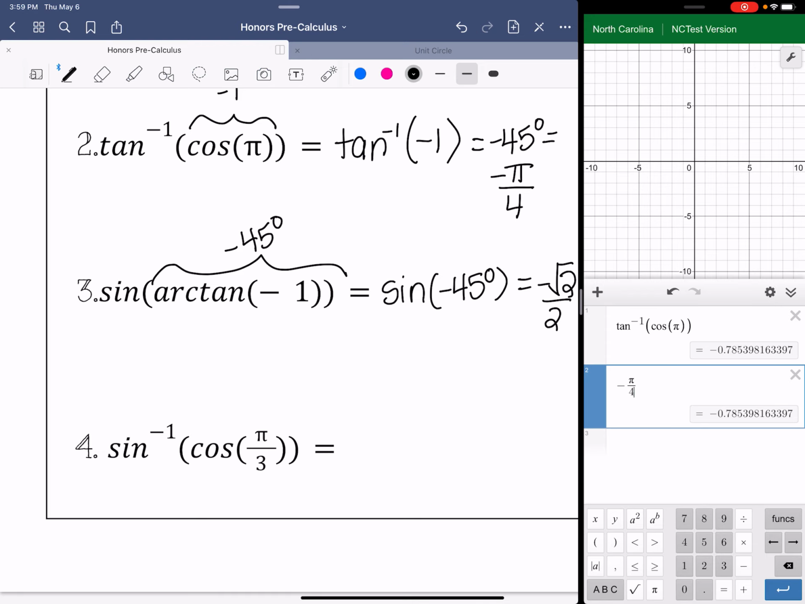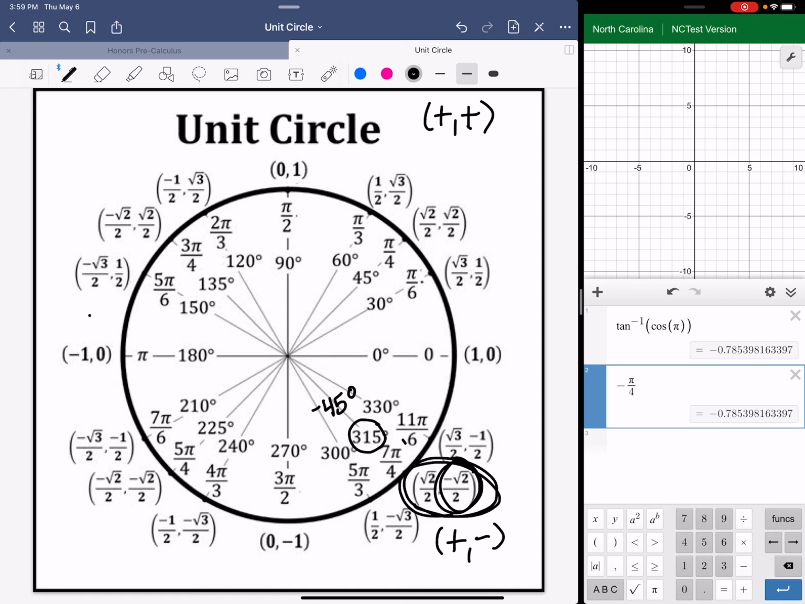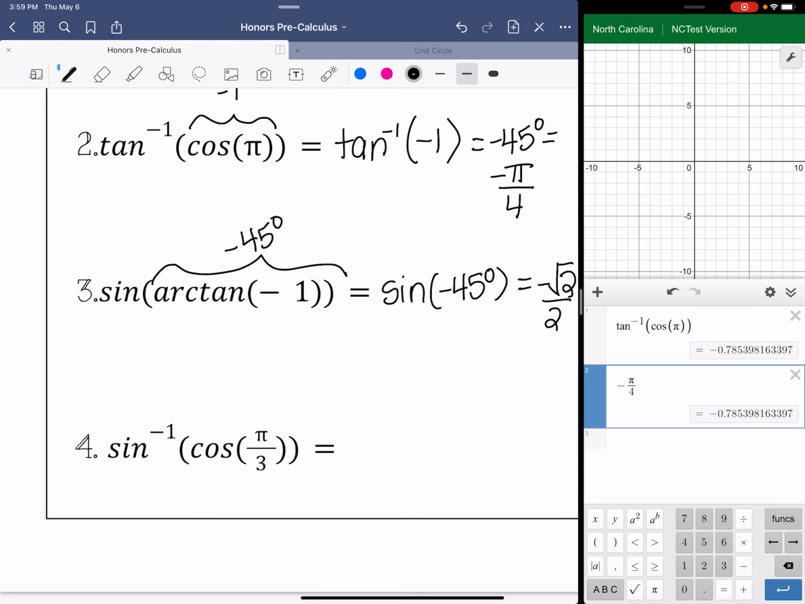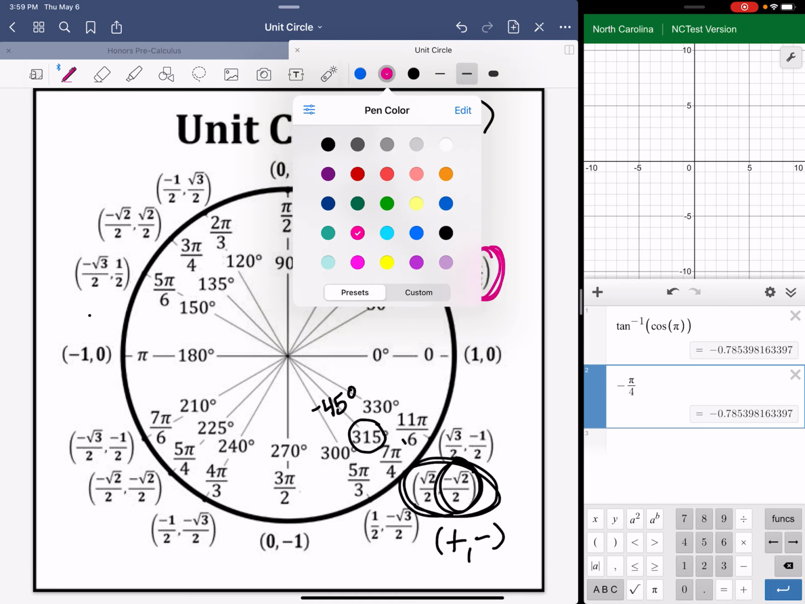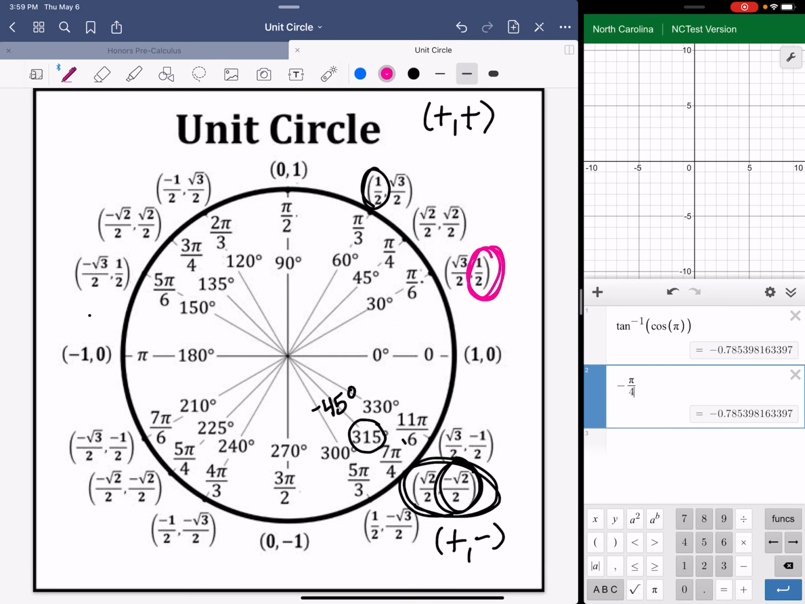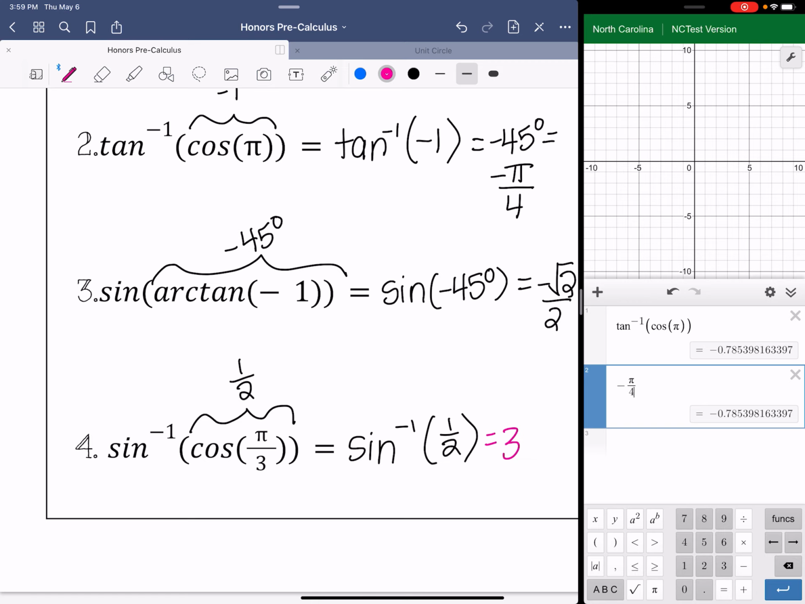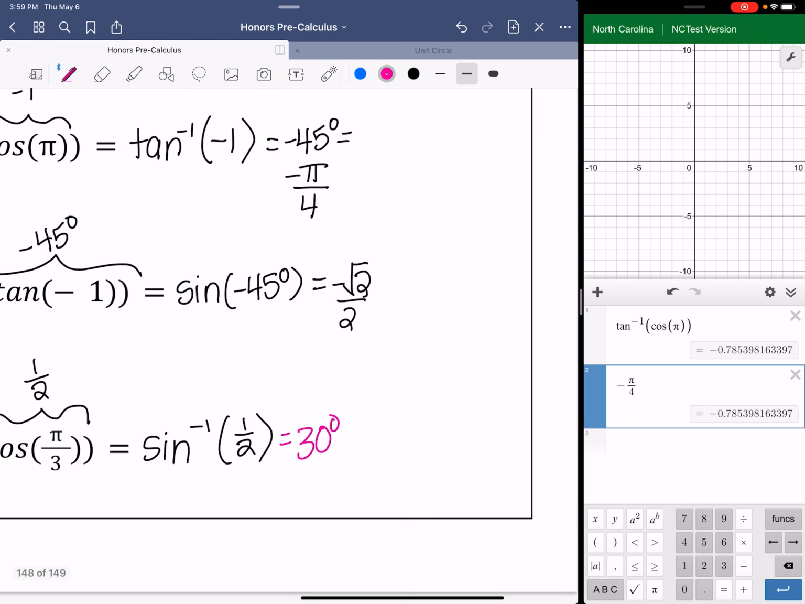All right, and then number 4. The cosine of pi over 3. If we go to pi over 3, cosine is 1/2. So we know this is 1/2. Now they want us to find the sine inverse of 1/2. Remember, sine is focusing on quadrants 1 and 4. So we're finding positive 1/2 for sine, which is your y value, and that is 30 degrees, or pi over 6.